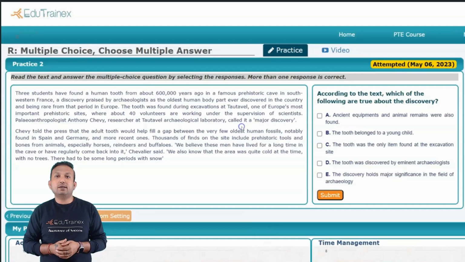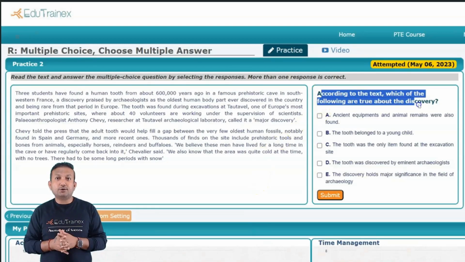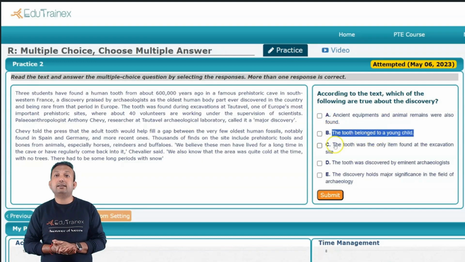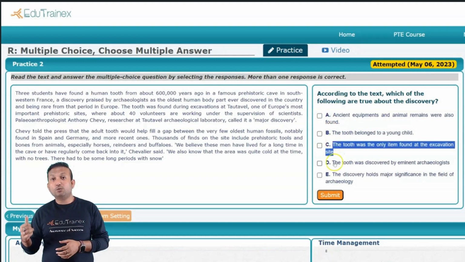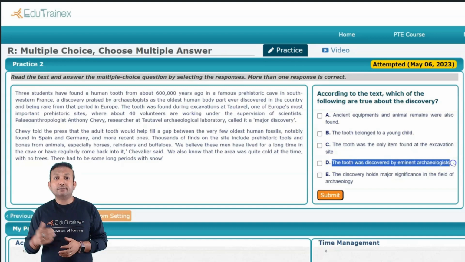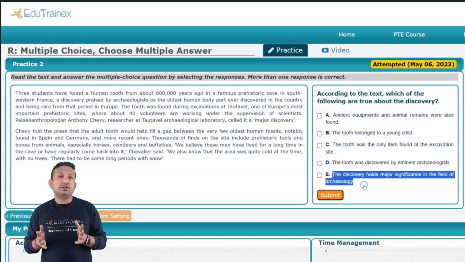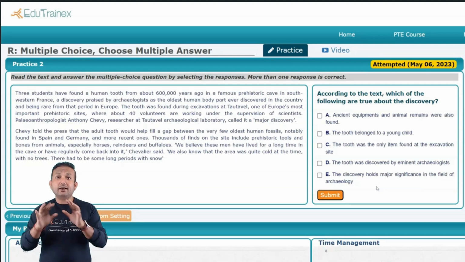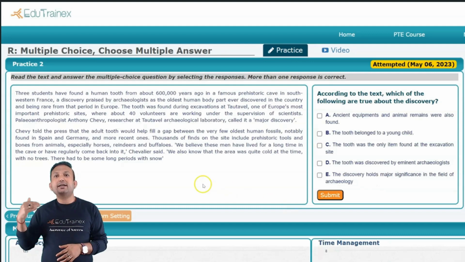See the question. According to the text, which of the following are true about the discovery? And the answer options say, ancient equipments and animal remains were also found. The tooth belonged to a young child. The tooth was the only item found at the excavation site. The tooth was discovered by eminent archaeologists, and the discovery holds major significance in the field of archaeology. So it's talking about tooth, animal remains, and so on, something that is related to the discovery. Now I start reading the passage.